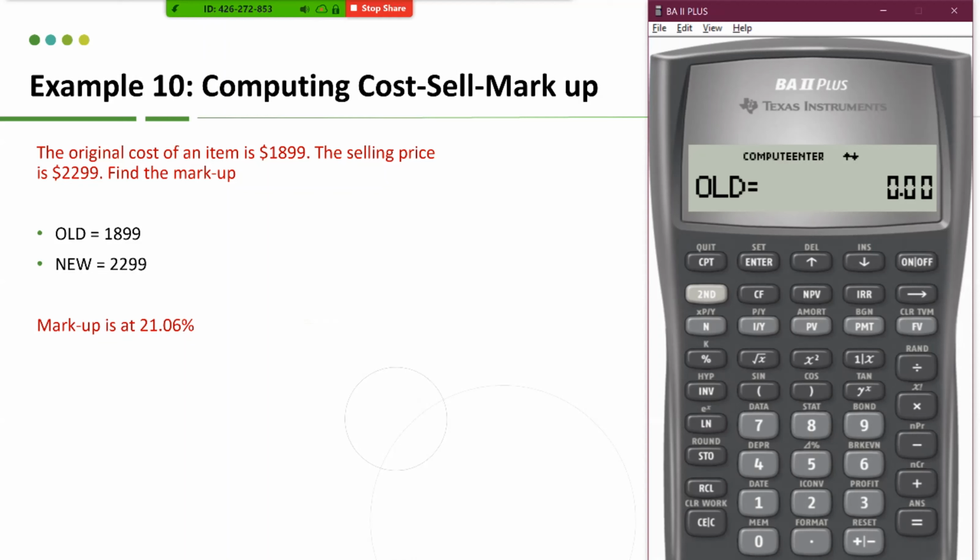The original cost of an item is 1899. The selling price is 2299. Find the markup, what is the percentage of the markup? So the old price is 1899. You press enter, press arrow down, and the new value is 2299, and then you press enter. Then scroll down to get the percent markup, and then you press compute. The markup is 21.06%. Basically, a positive percent change represents a percentage increase, but a negative percent change represents a percentage decrease.